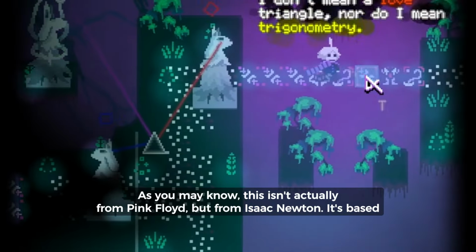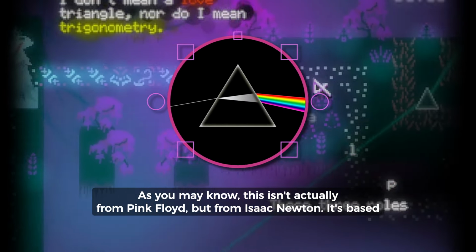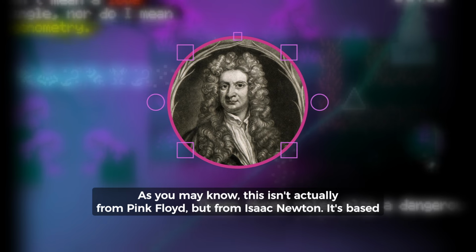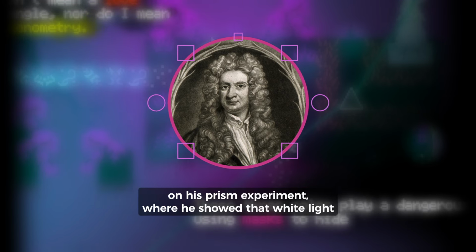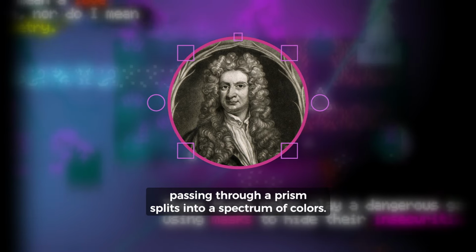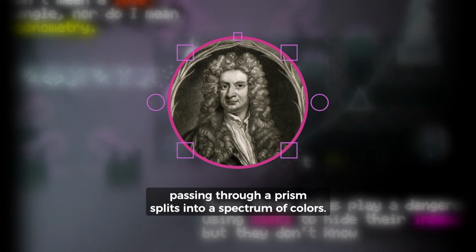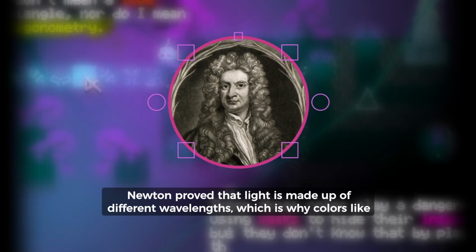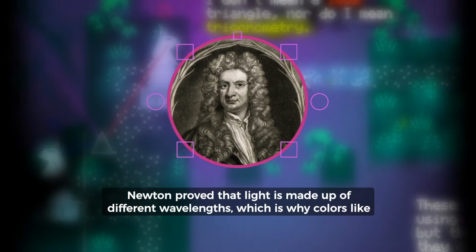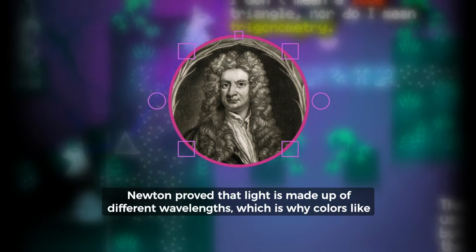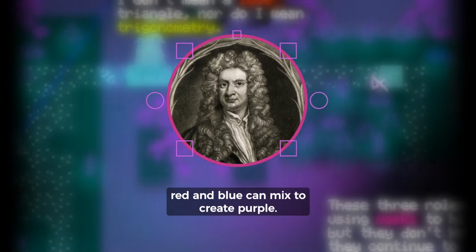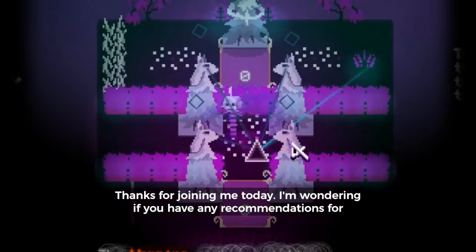As you may know, this isn't actually from Pink Floyd, but from Isaac Newton. It's based on his prism experiment, where he showed that white light passing through a prism splits into a spectrum of colors. Newton proved that light is made up of different wavelengths, which is why colors like red and blue can meet to create purple. Pretty cool, right?